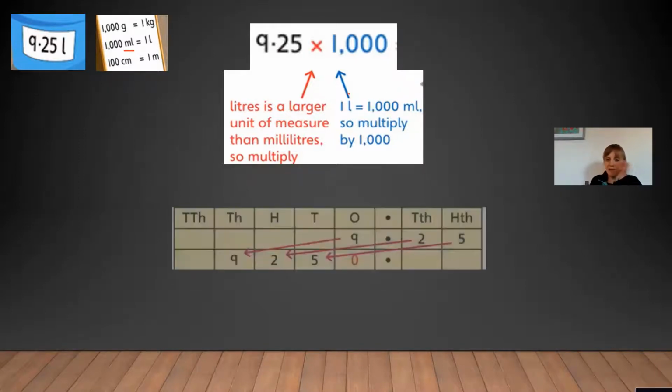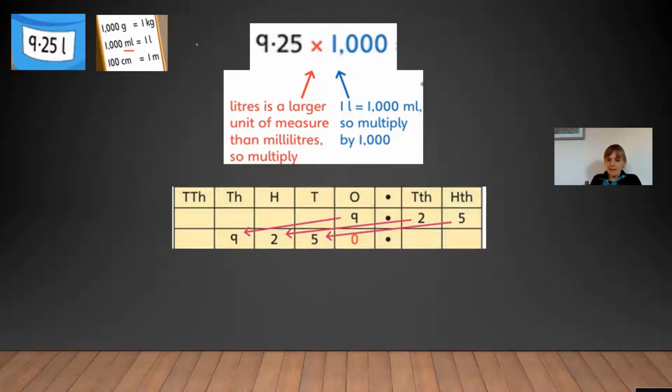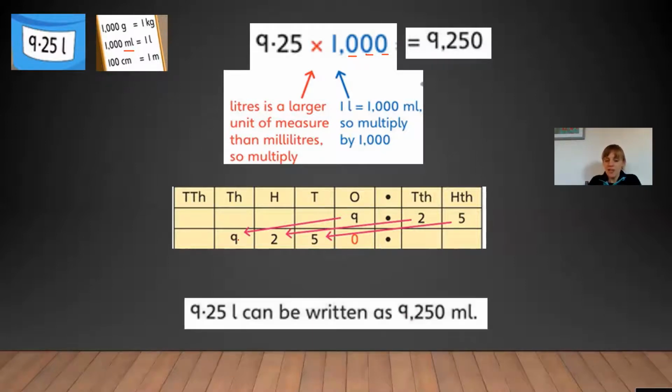Okay, again, let's have a look at our place value chart. We've put our 9.25 on there. We're timesing by 1,000, okay, which has 3 zeros on there. And so everything is jumping 3 places larger. So our answer here is 9,250. So 9.25 litres can be written as 9,250 millilitres.